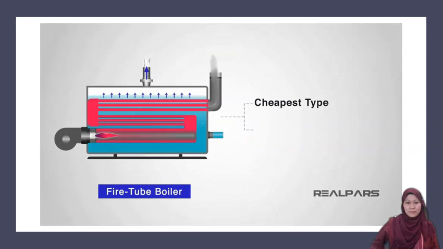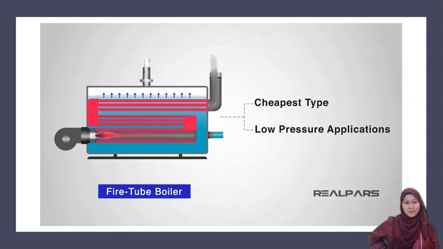Fire tube boilers tend to be the cheapest type of boiler to produce, as they have a fairly simple construction, but are typically limited to low to medium pressure applications due to the thickness of the outer shell containing the water.